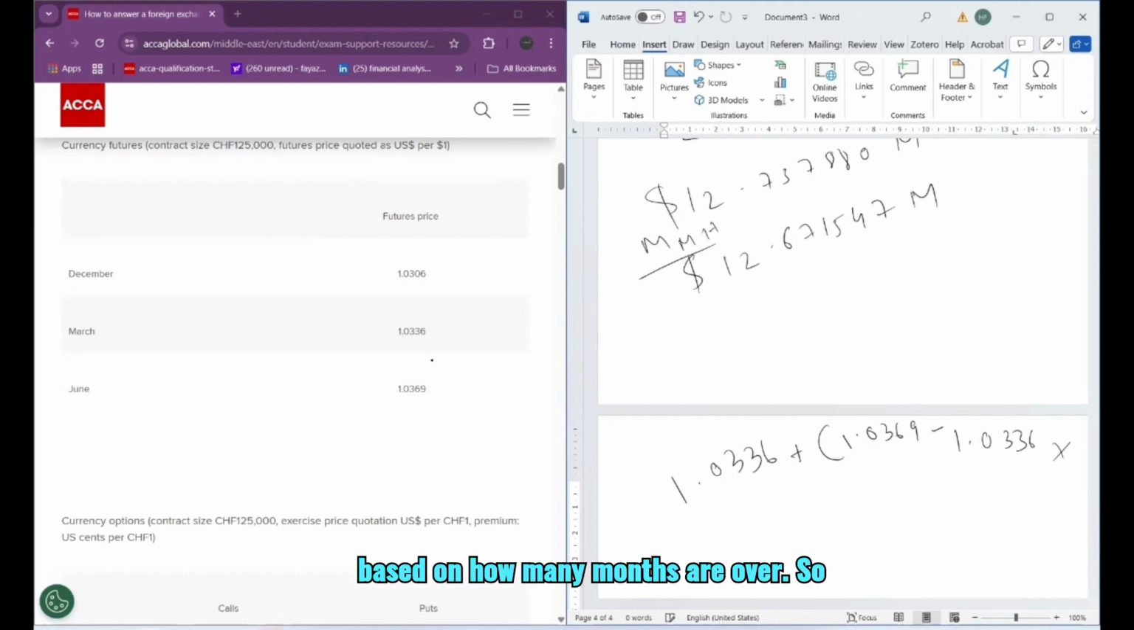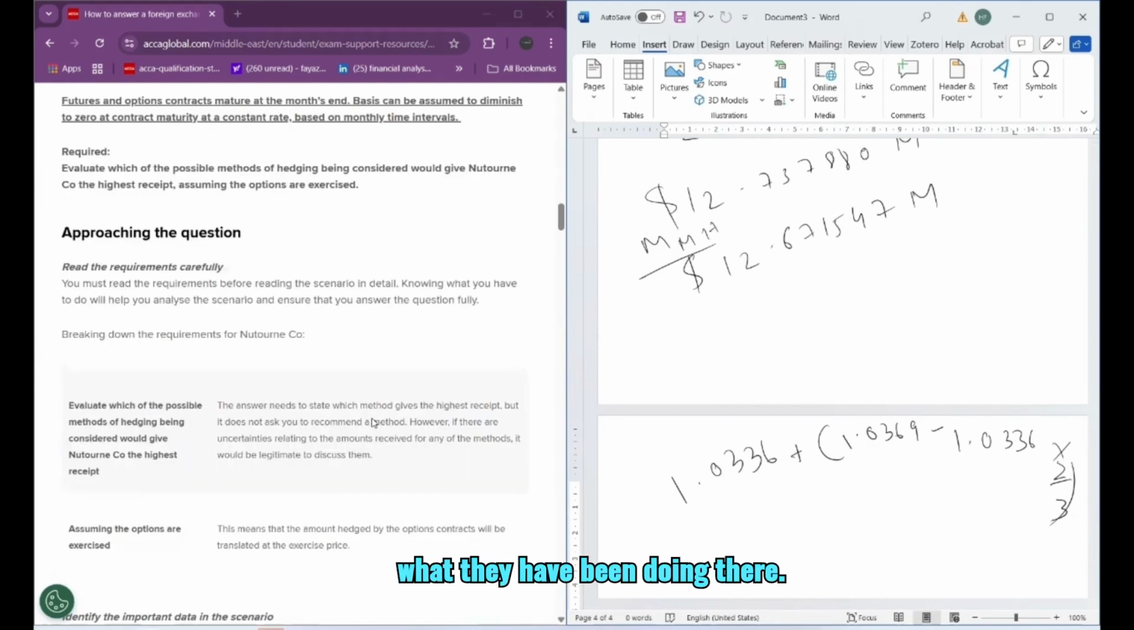based on how many months are over. From March, as I gave you the formula before, from March to June, how many months are there? Considering March end, because these are all futures at the end of the month, March end means April, May till June end, right? So I can take it as 3. And how many months from March end till my transaction date? That is April, May end. So 2 by 3. Simple. I'll add this amount, and that's what they have been doing there.